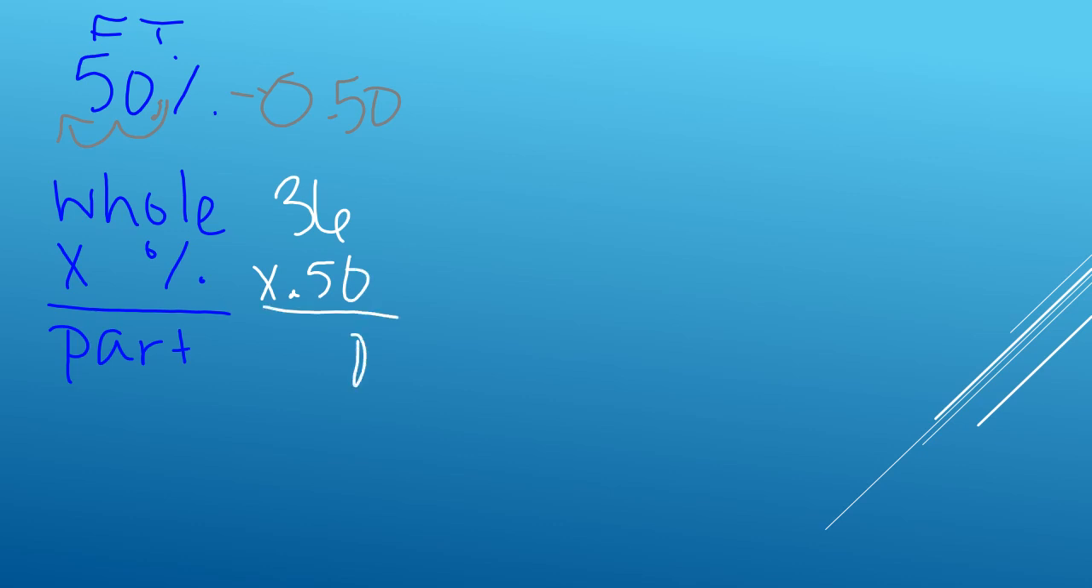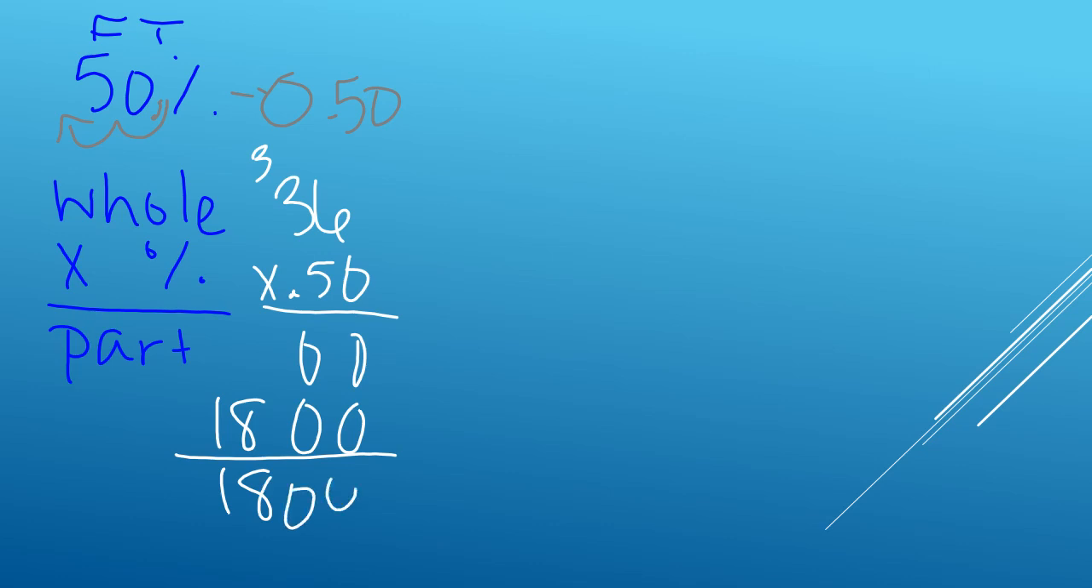So 0 times 6 is 0. 0 times 3 is 0. Add another 0 on the bottom. 5 times 6 is 30. Add the 3 on top. 5 times 3 is 15 plus 3, which is 18. Now when I add that up, I get 1800. Now I need to move the decimal point. The decimal point is 2 spaces to the left, so I move it 2 places, which gives me 18. So Michael Jordan spent 18 days practicing his free throws.